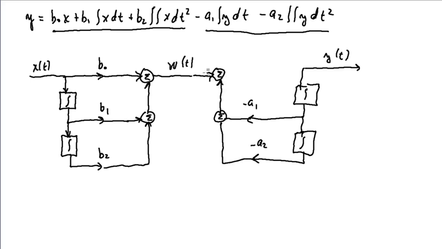And then w of t minus these terms actually gives me y of t, so I'll just tie that into my y of t here, and I've got a standard representation of a transfer function. This is known as the direct form 1 realization or implementation of the system.